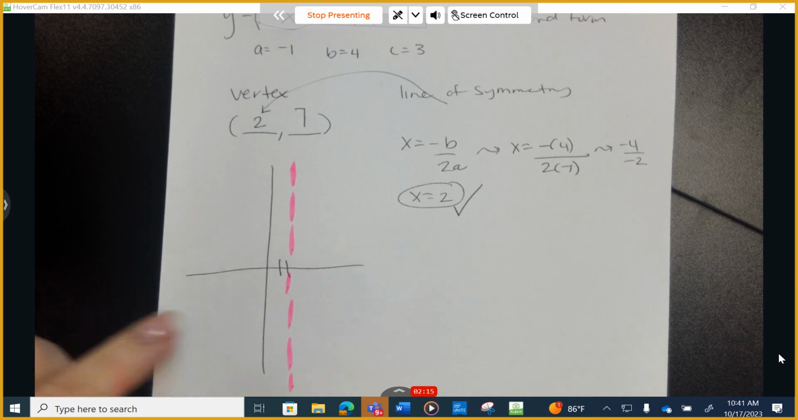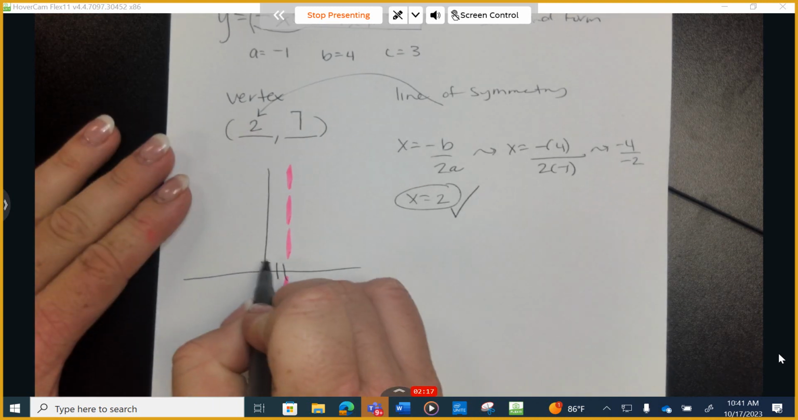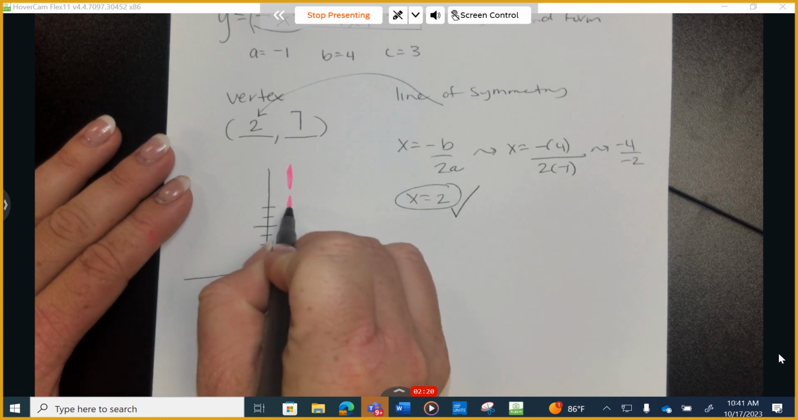Now on this line of symmetry, also known as the axis of symmetry, we're going to find the vertex. How do we do that? The vertex again is 2, 7. 1, 2, 3, 4, 5, 6, 7. There it is.